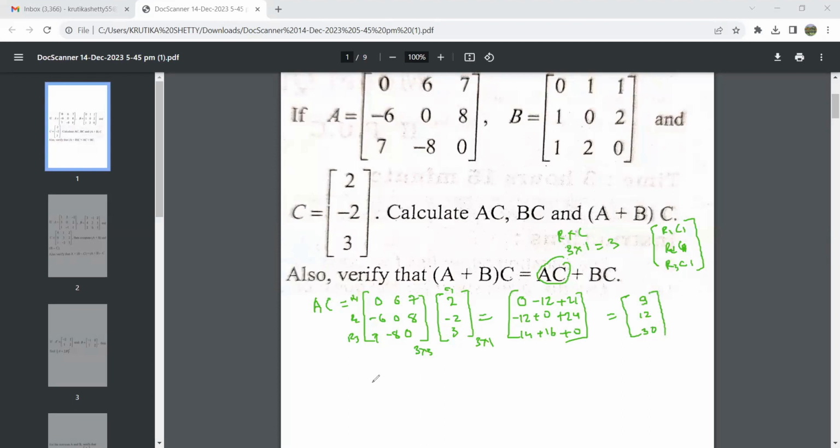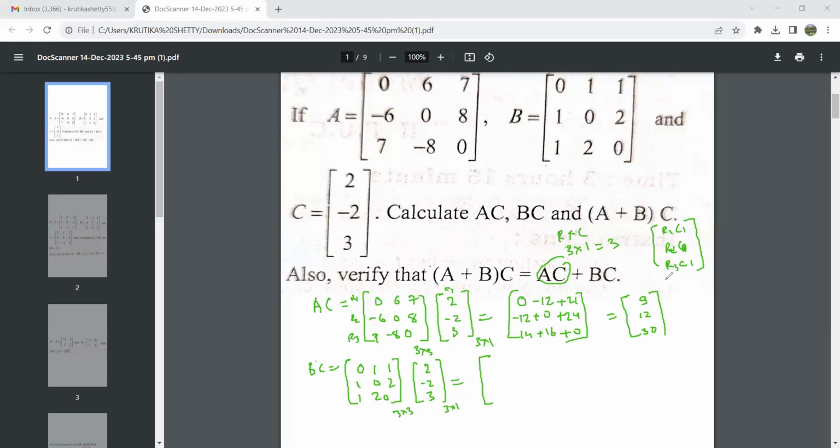Next we need to similarly calculate now BC. Okay, we need to calculate BC. Okay, so to calculate BC, again write down the matrix B. The matrix B is 0 1 1, 1 0 2, and then 1 2 0. Okay, and this way we need to multiply with C matrix 2, minus 2 and 3. Okay, so again same rule, and see, you can say the order of matrix B is 3 cross 3, and order of matrix C is 3 cross 1. So again you will get the new matrix with the same order.